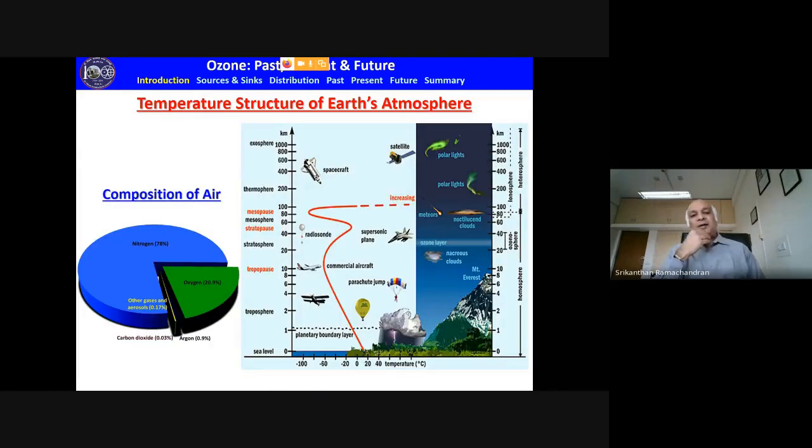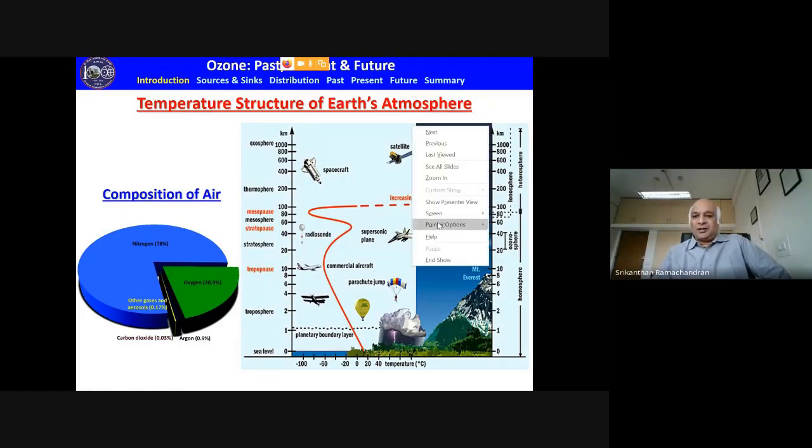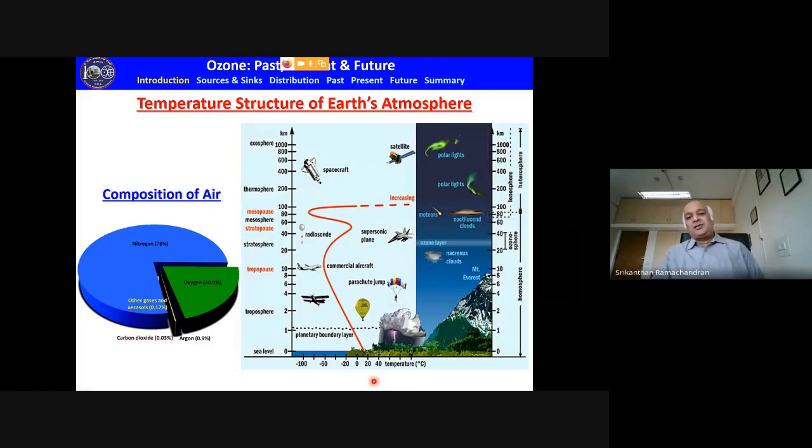As all the participants are aware, this is how the temperature structure of the Earth's atmosphere looks. The temperature is on the order of about 25 to 27 degrees centigrade near the surface of the Earth. As you go up in the atmosphere, it decreases. After the tropopause, which is the boundary layer for the troposphere, the temperature starts increasing up to the stratopause, which is the boundary layer of the stratosphere, and then it decreases up to the mesopause, and then increases further.